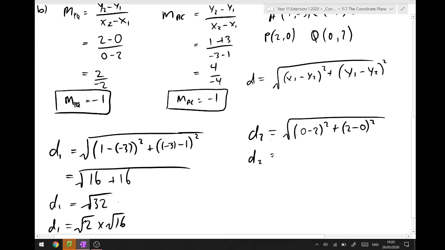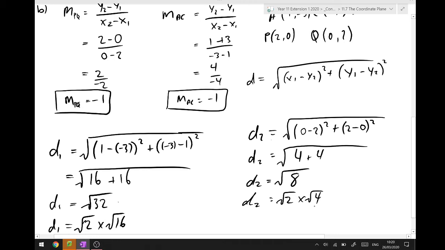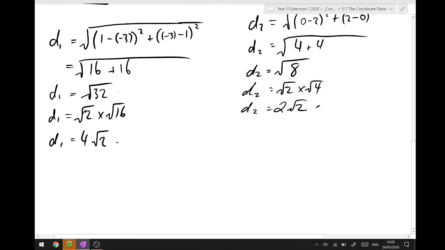Okay, so d2 is equal to 0 minus 2 is negative 2. Negative 2 squared is 4. 4 plus 2 minus 0 is 2, all squared is 4. So d2 gives us the square root of 8. But that's just like having the square root of 2 times the square root of 4. So d2 should be equal to 2 root 2.